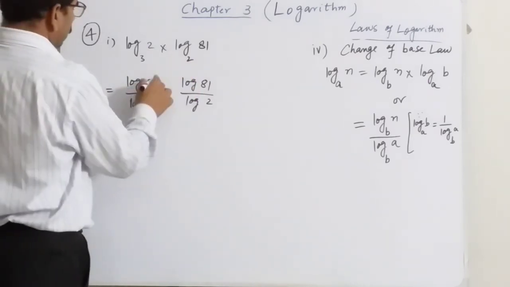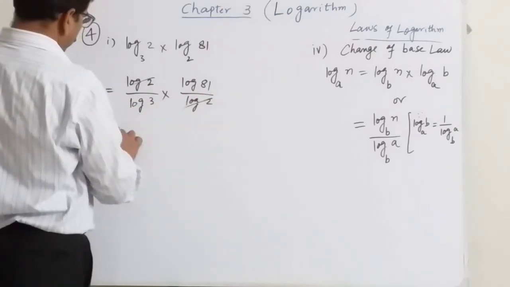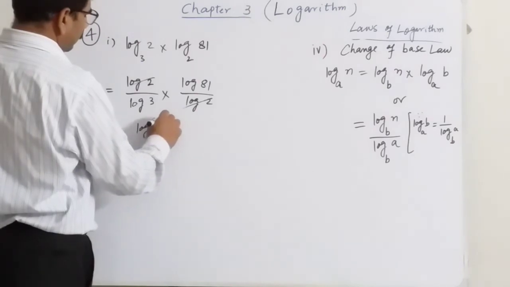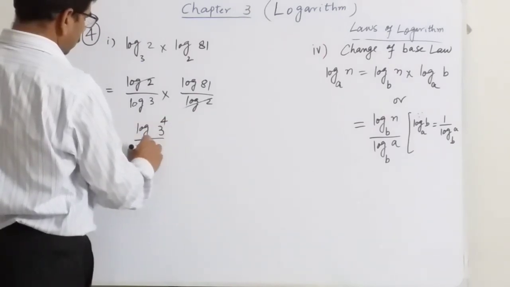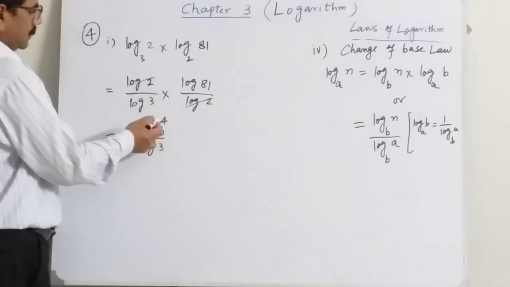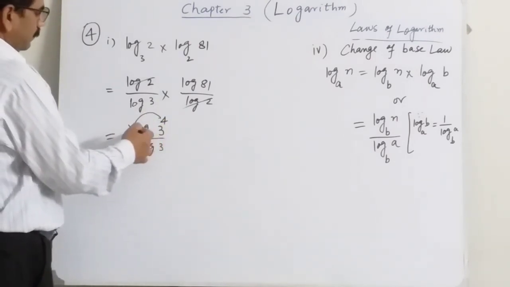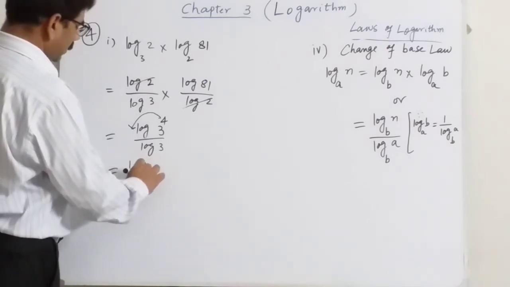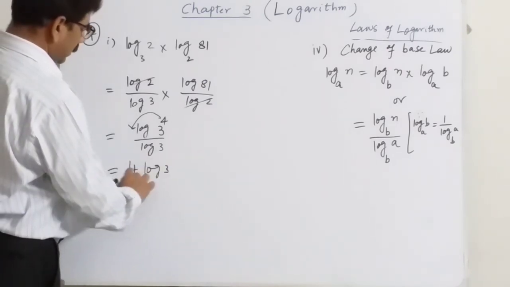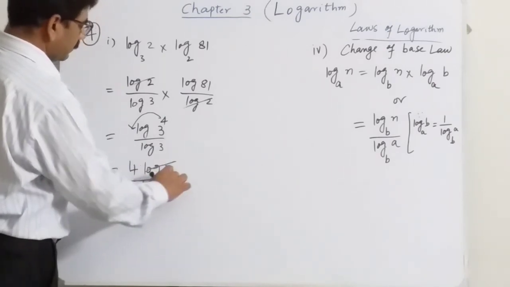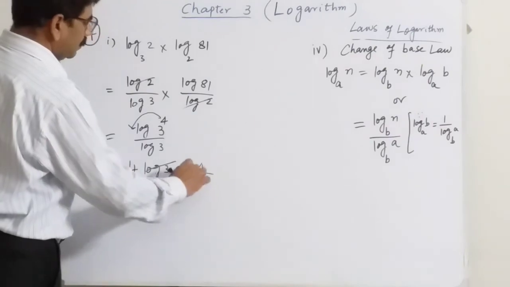Now log of 2 will be cancelled with this log of 2, and log of 81 can be written as log of 3 power 4 over log 3. Now according to third law of logarithm, this 4 will be multiplied with log of 3. We will write it as 4 multiplied by log of 3 divided by log of 3. This log of 3 will be cancelled with this log of 3. The answer will be equal to 4.